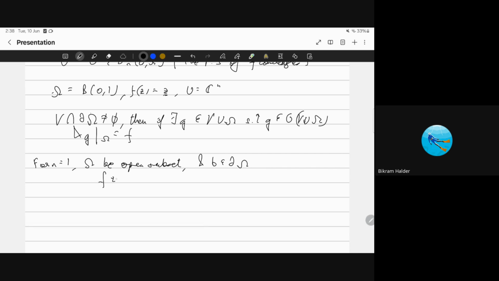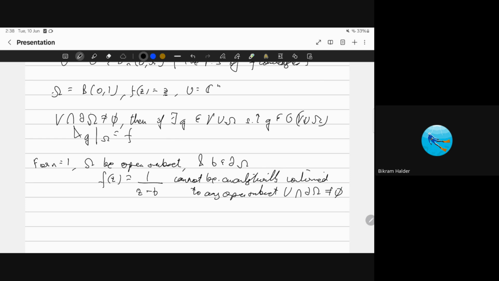So consider the function f of z equal to 1 by z minus b, and this cannot be analytically continued to any open subset U which intersects the boundary, right?